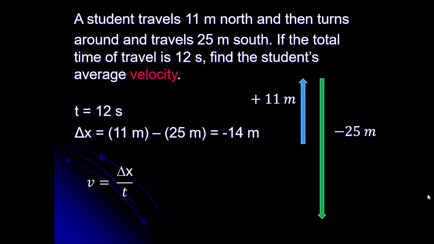So our displacement is going to be that positive 11 meters minus 25 meters to give us a displacement of negative 14 meters. So what that means is, even though he went north and came back south, he ends up 14 meters south of where he started. So we're going to take that 14 meters and divide by 12 seconds, and we're going to have a negative 1.2 meters per second as our velocity.